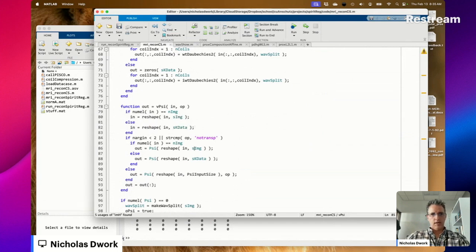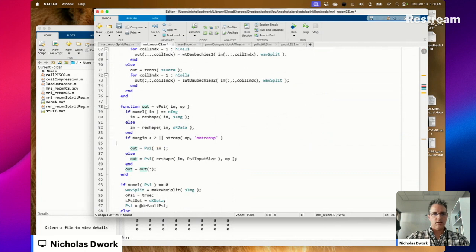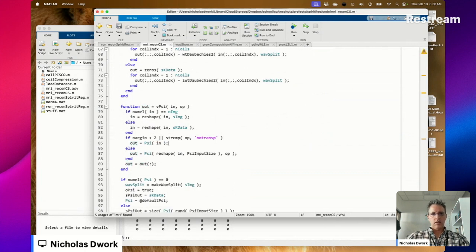Okay. Now I can just call this on in. Don't need that anymore. Okay. Now vSci works on however much data you send into it.